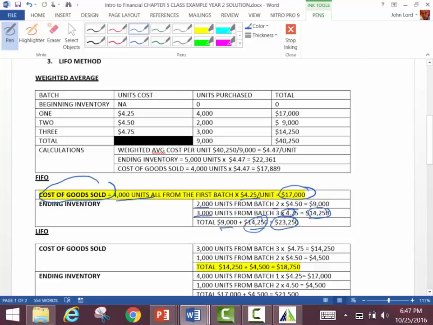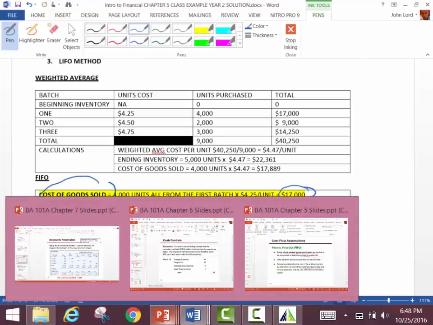Right? That's it. First in, first out. The way we cost them is what? For our cost of goods sold, it's the ones that we purchased a long time ago. For ending inventory, it's those more recent purchases, isn't it? Yep. Okay, good.